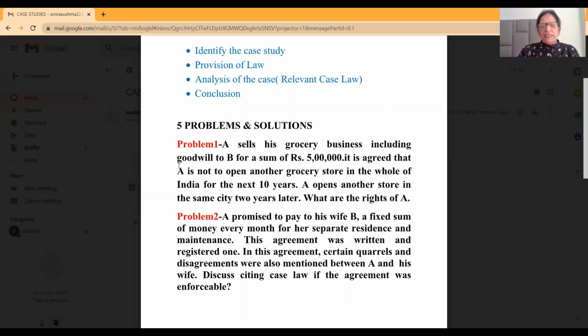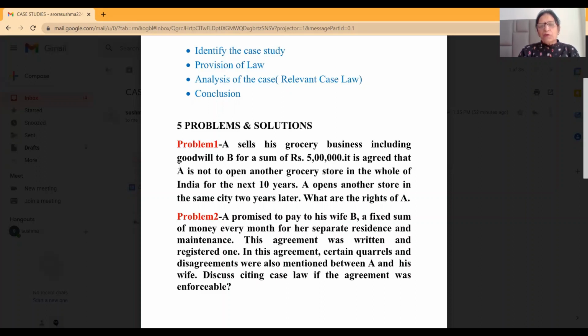So I've told you friends, this particular problem is from the heading agreements in restraint of trade are void. But there are 2 exceptional cases where this rule is not applicable. One is statutory exceptions: sale of goodwill, and restrictions under the Partnership Act 1932. And second is judicial interpretations or judicial exceptions. So here the seller of the business is A and the buyer of the business is B, and the consideration is 5 lakh rupees. The agreement has taken place.